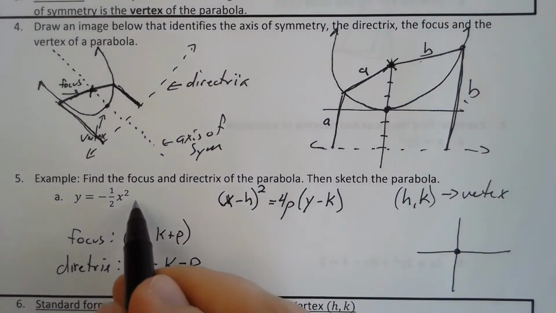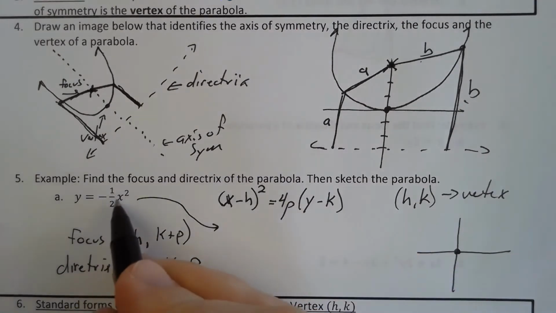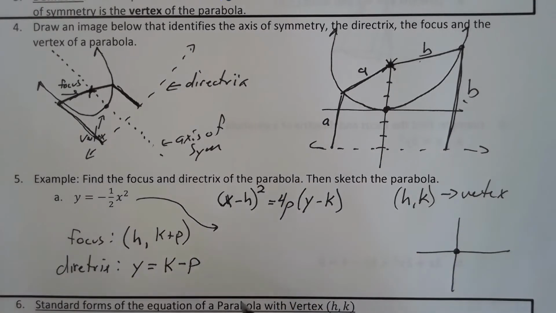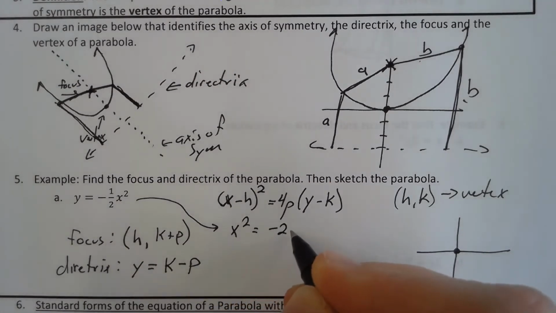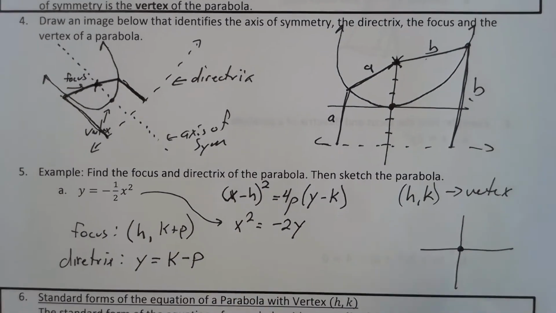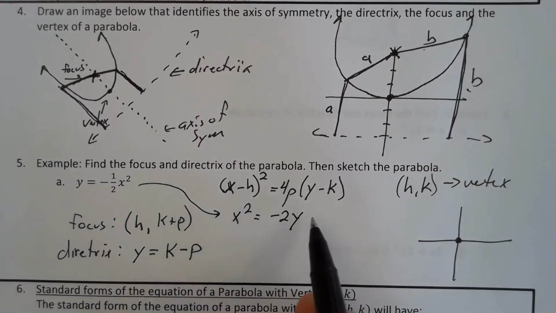So let me go ahead and do that. I'm going to manipulate this equation. I'm going to multiply both sides by a negative 2. So I'm going to have a x squared equals a negative 2 multiplied by y. Now, again, it's important to note that there's no plus or minuses here.